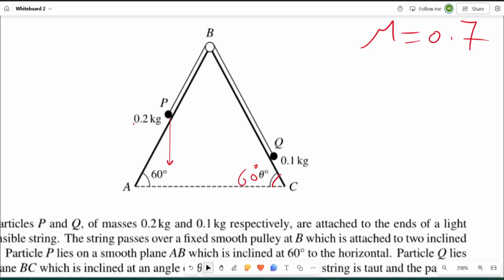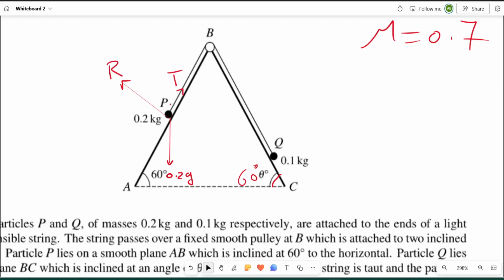Now, this downwards force is going to be the weight, which is going to be 0.2 g. So mass times g. What else? What other forces do I have here? I have the tension acting in this direction, and I have the normal force acting here. I'm going to call it R.